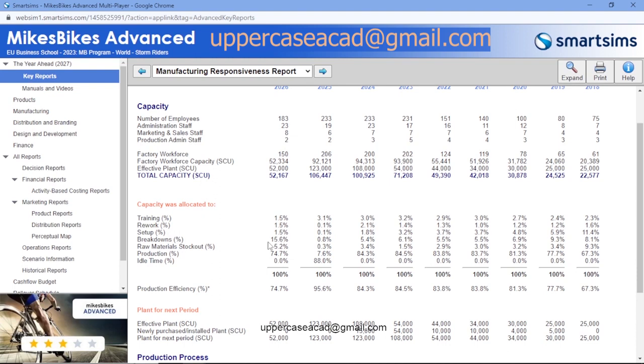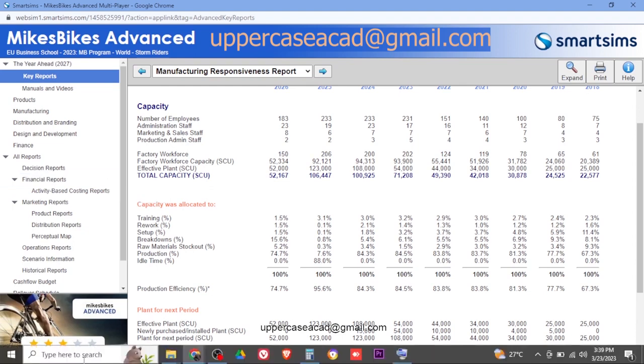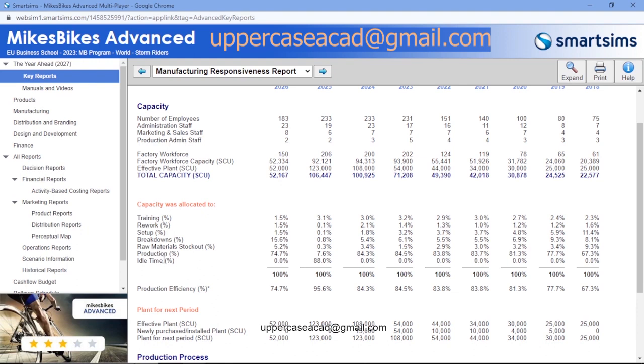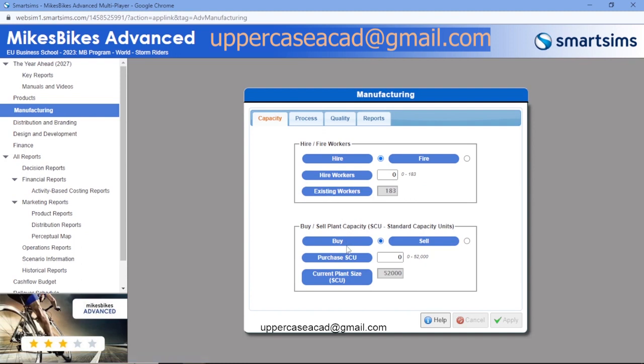Then breakdowns, so ensure that you aim at reducing them in your game. Just check on this capacity allocation, and your aim, or the strategy of your game, should be to reduce the operating cost and improve the efficiency. So let's go back. If you want to purchase capacity, you can just input a value here, because last year my capacity was 52,000 SCUs.